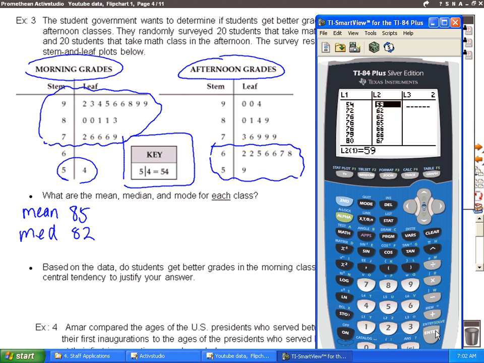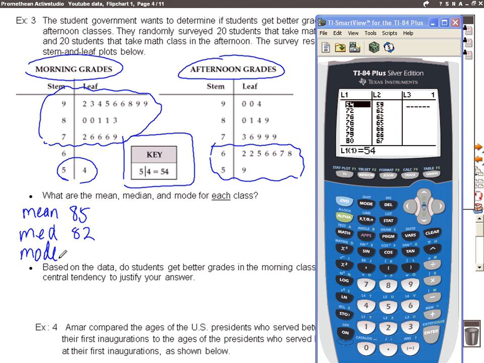And we're looking for the number in list number 1 that occurs most often. And it looks like to me that the number that occurred most often was 76, because I saw 3 of them. And there they are, right there, 3 76s. And when you have the information in a stem and leaf, it may be just as easy or quicker to find the mode looking at the data.